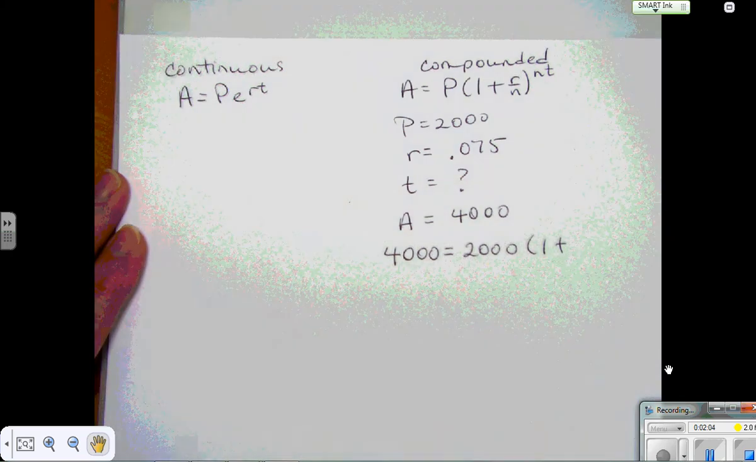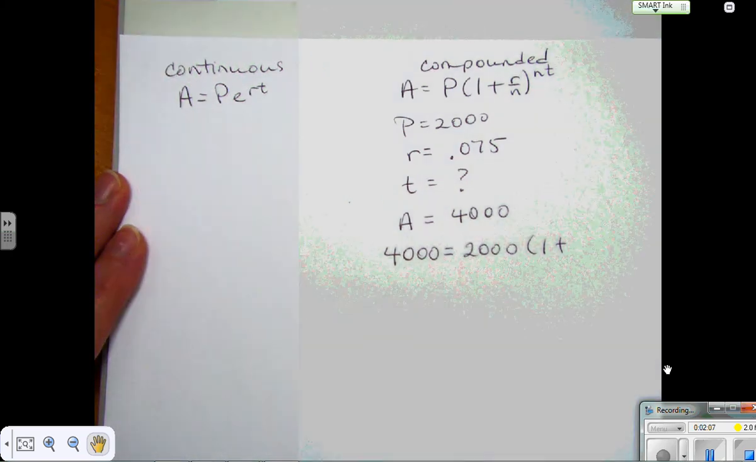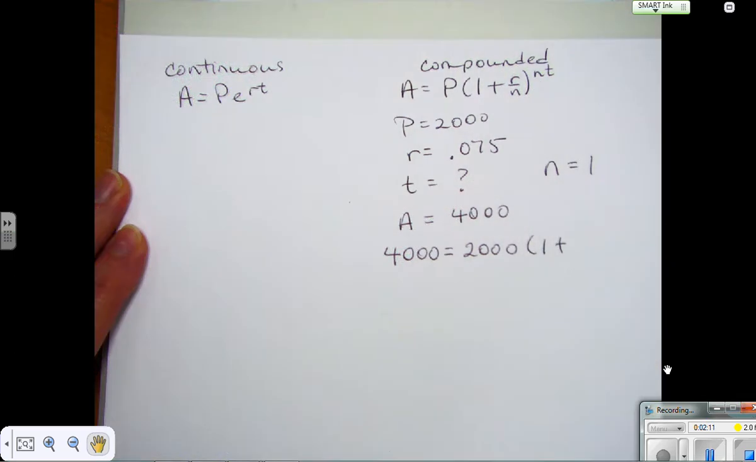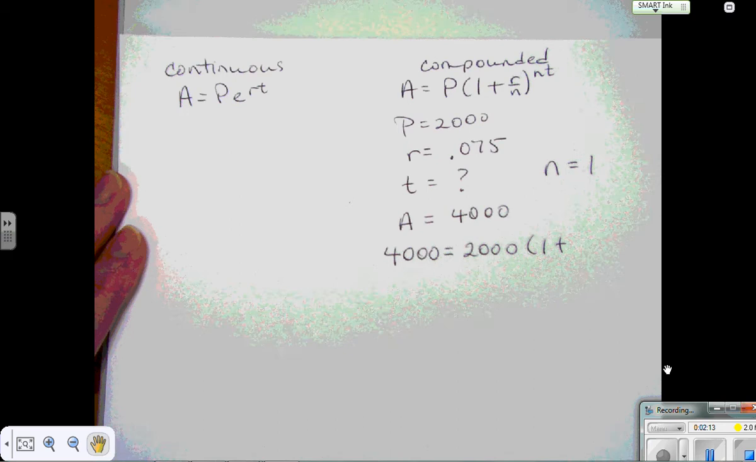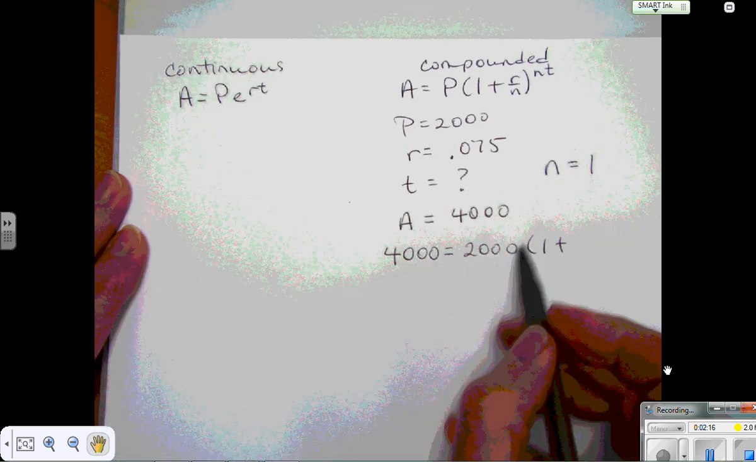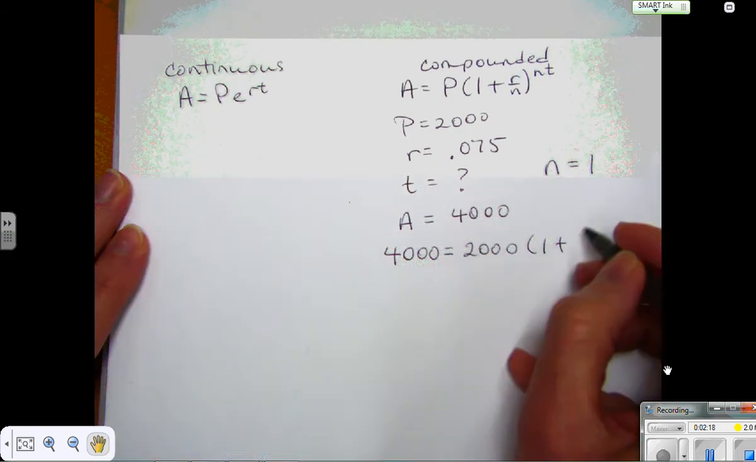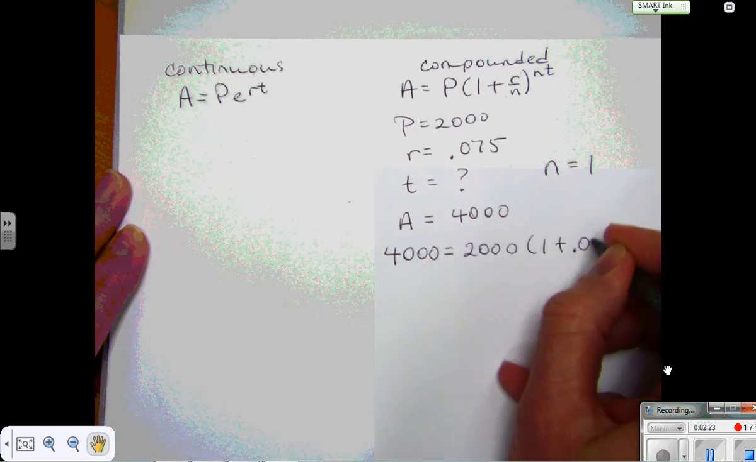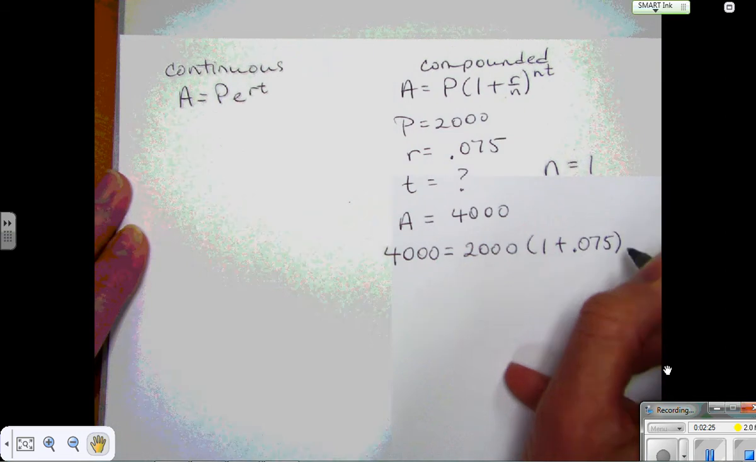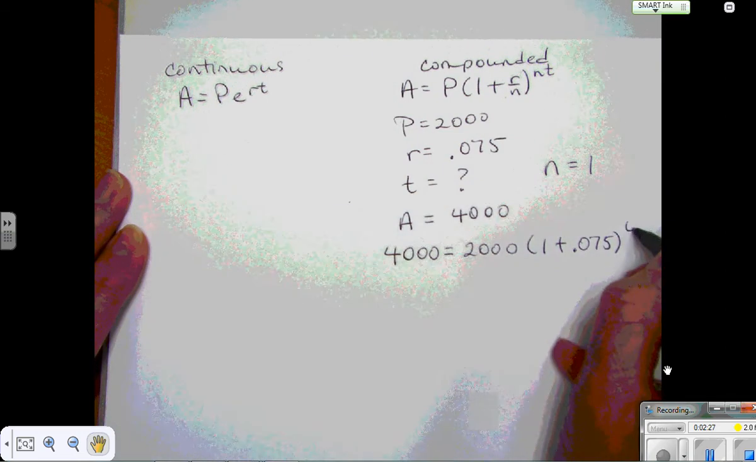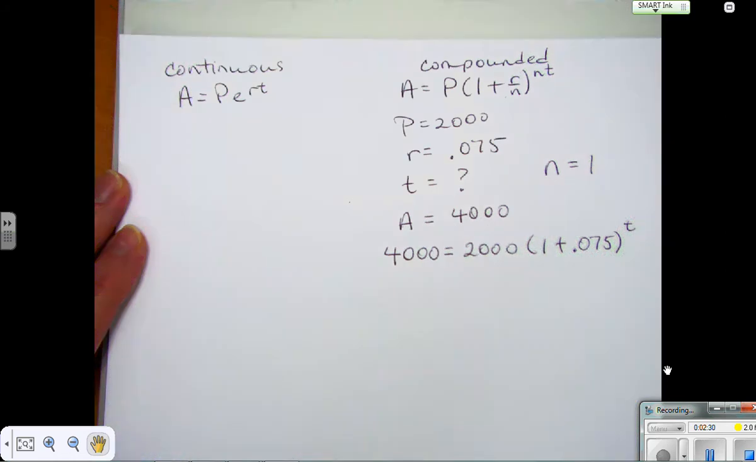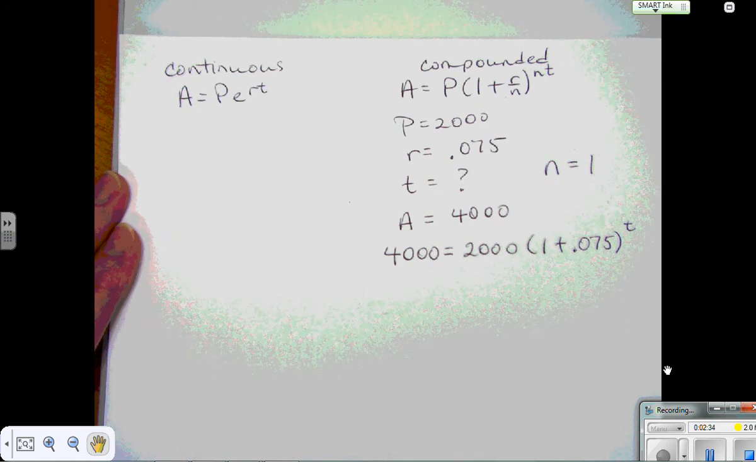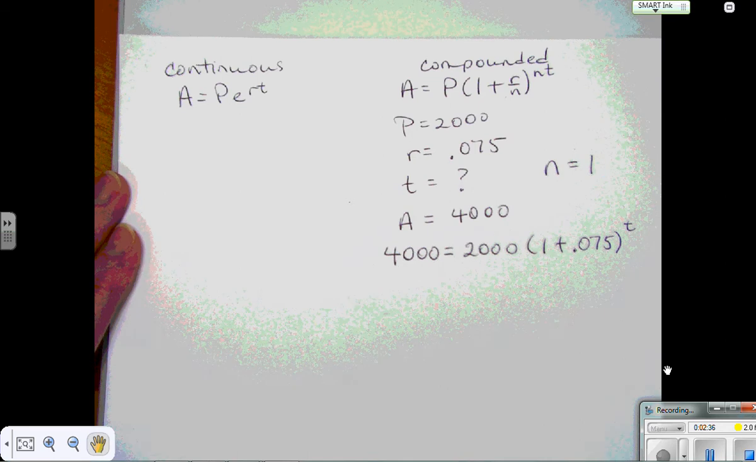And since N, I forgot to write down what N is. N is the number of compoundings per year, and it says it's annually, so that's 1 per year. So since N is 1, that means that this fraction, R over N, is just going to be 0.075. And my exponent is 1t, so I'm just going to put t. I'm not going to worry about it, because it tells you in the problem that it's compounded annually. And so that's once every year. Annually is once a year.